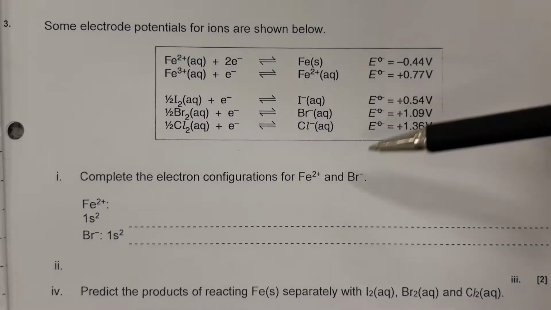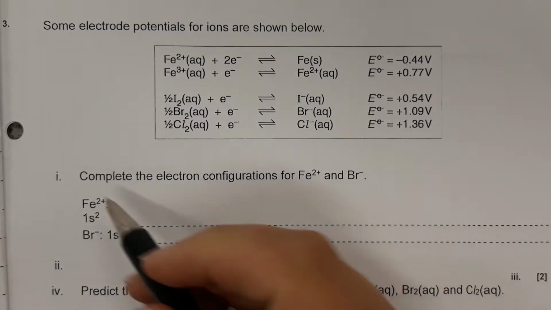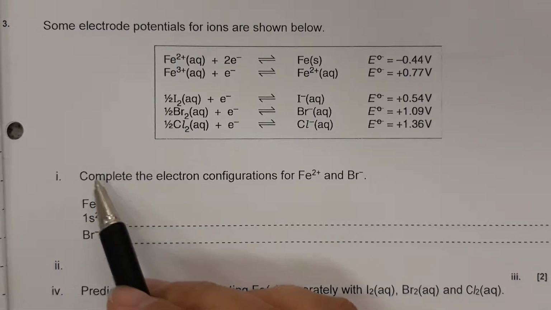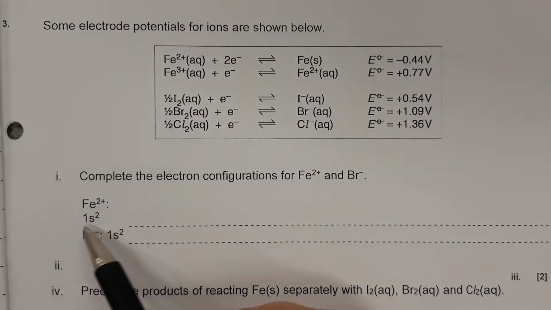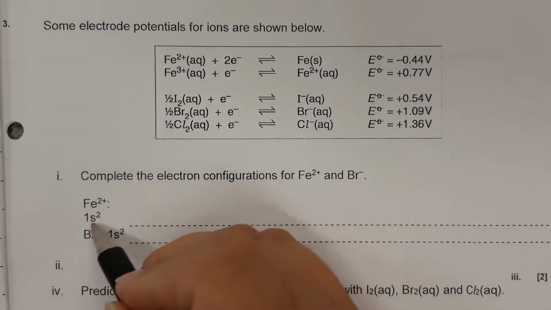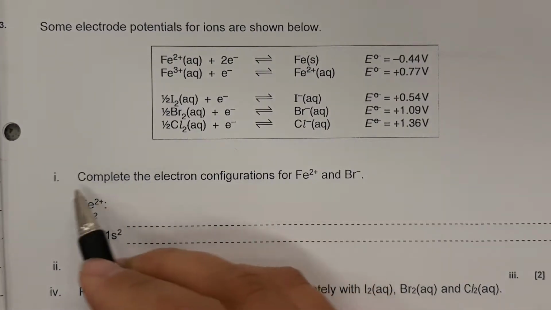Complete the electron configurations for iron 2 plus and the bromide ion. Nice and easy one to start this question off. Just got to be careful that you make sure you're removing the right electrons for the iron 2 ion and spotting that we've obviously got the bromide ion there, so we're gaining 1 electron. We've also been given the 1s2s already, so you can't write abbreviated versions of these. You've got to write the full configurations, otherwise you won't be credited with the mark.